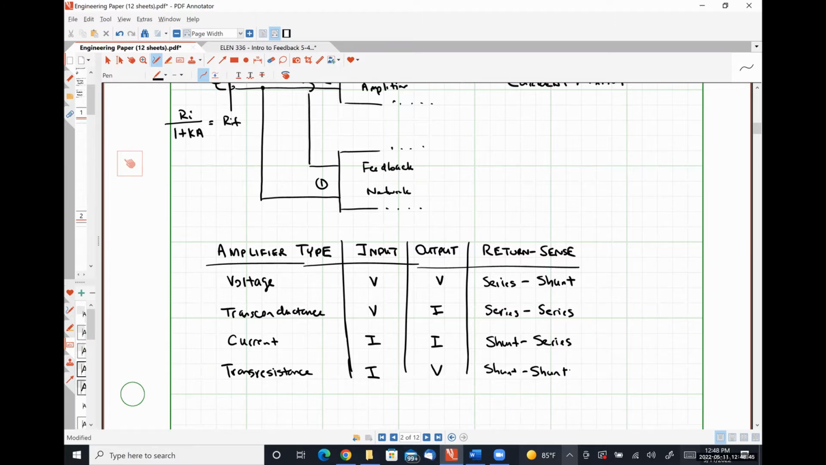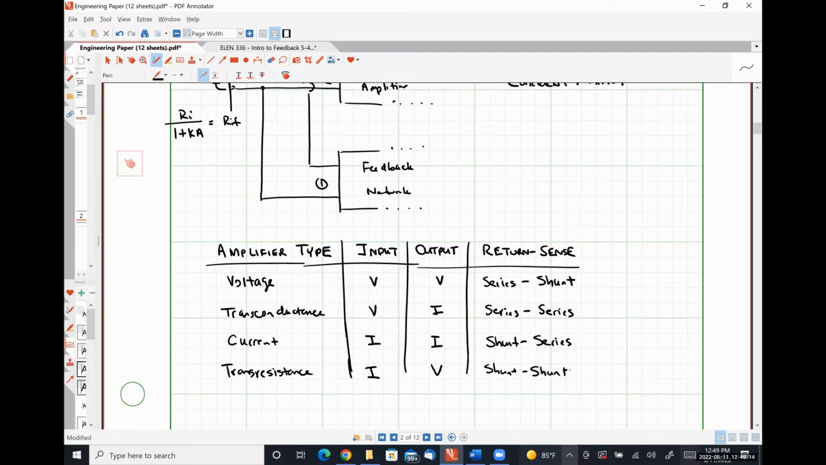So from this, we can actually infer just a couple of things here pretty easily. For a good voltage amplifier, the expectation is we're going to have a very large input impedance and a very small output impedance with feedback. For a transconductance amplifier, we're going to have a very large input impedance and a very large output impedance. We use these as buffers a lot.